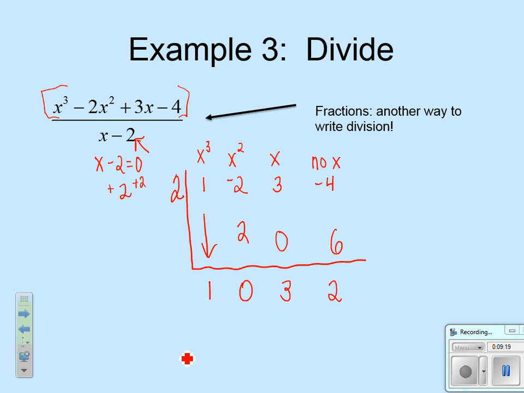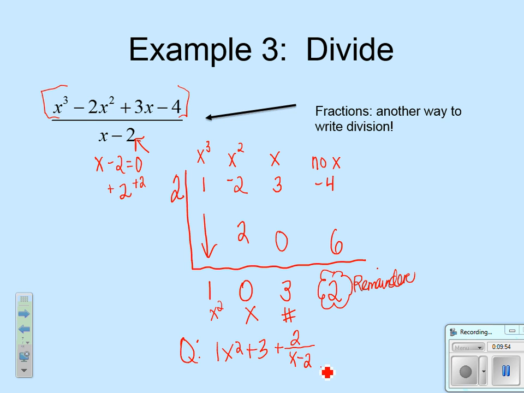So now what is the polynomial that you get when you divide these two polynomials out? Well, the 2 is the remainder. The 3 represents the constant term. The 0 represents the x term. And the 1 represents the x squared term. So I have 1x squared plus 0x, which I don't have to write, plus 3, plus your remainder, which is 2, over the x minus 2. And that is the quotient. That is the polynomial that you get after dividing these two polynomials.